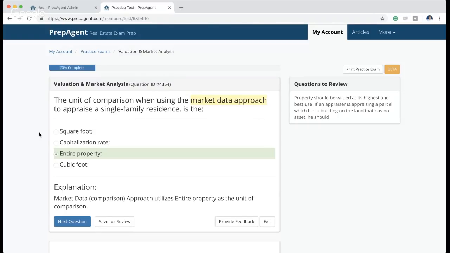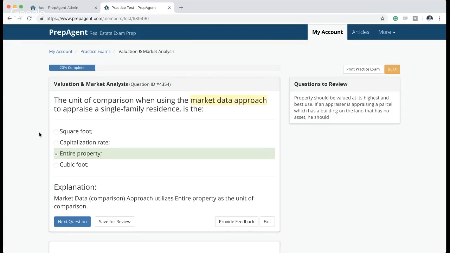And what is the market data approach? Okay, it's comparing properties of like kind.